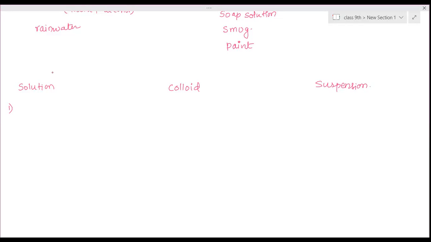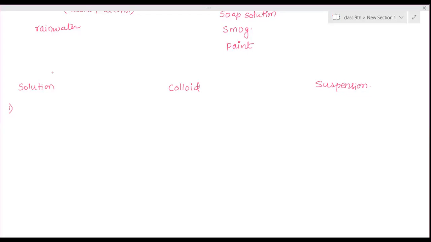The size of the particle in a solution is less than 1 nanometer. In colloids, it is between 1 and 100 nanometers. In suspension, it is more than 100 nanometers. Yes, right. The size of the solution particles is less than 1 nanometer, colloids are between 1 to 100 nanometers, and the suspensions are more than 100 nanometers.